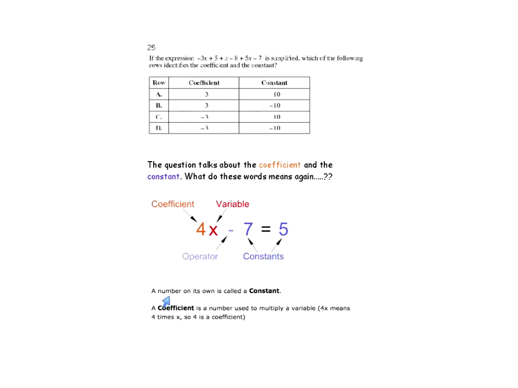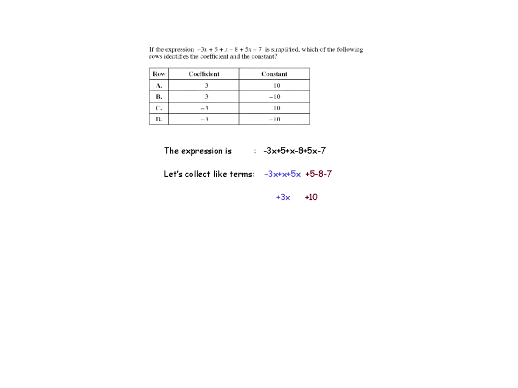So I wrote this down. A number on its own is a constant. A coefficient is a number used to multiply a variable. 4x means 4 times x, so 4 is a coefficient. All right, so that's just a reminder of what a coefficient and a constant are. Now, remember, in this question, we have this math expression, and it says when it's simplified, we're going to find a coefficient and a constant. But this expression here is not simplified. We need to simplify it.